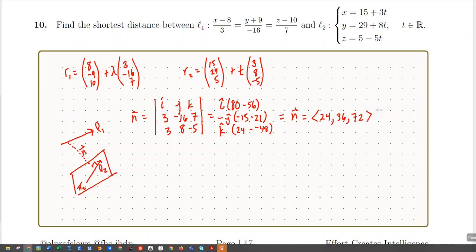Okay, it seems like we have 12 as a common factor for these. It seems like we've got 12 as a common factor, so I could say this normal vector would be the same as 12 times 2, negative 3, 6. So now we have a normal vector, right?